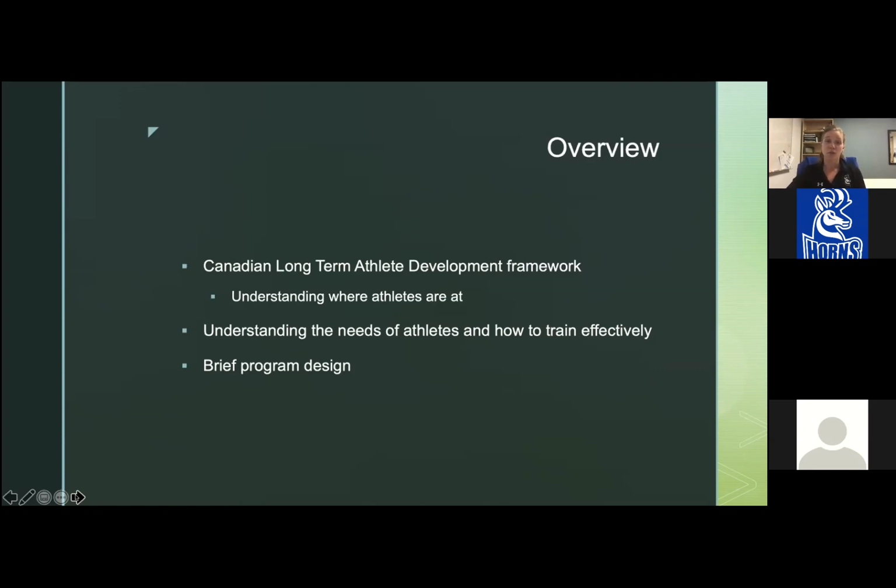We also will look at a brief program design. I think that could be its own presentation in itself, but I'm going to look at what we control in the weight room in terms of programming and how the components of a program matter depending on the sport and if they're in season, out of season, etc.